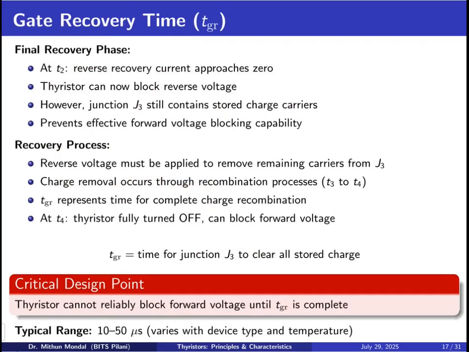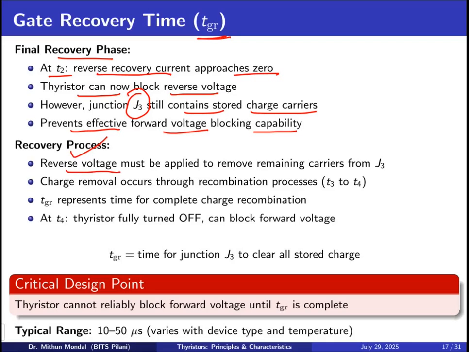The next time, which is known as the gate recovery time, is the final recovery phase. At time T2, the reverse recovery current approaches 0. The thyristor can now block the reverse voltage. However, the junction J3 still contains certain stored charge carriers, so it will prevent the effective forward voltage blocking capability. So what is the recovery process then?